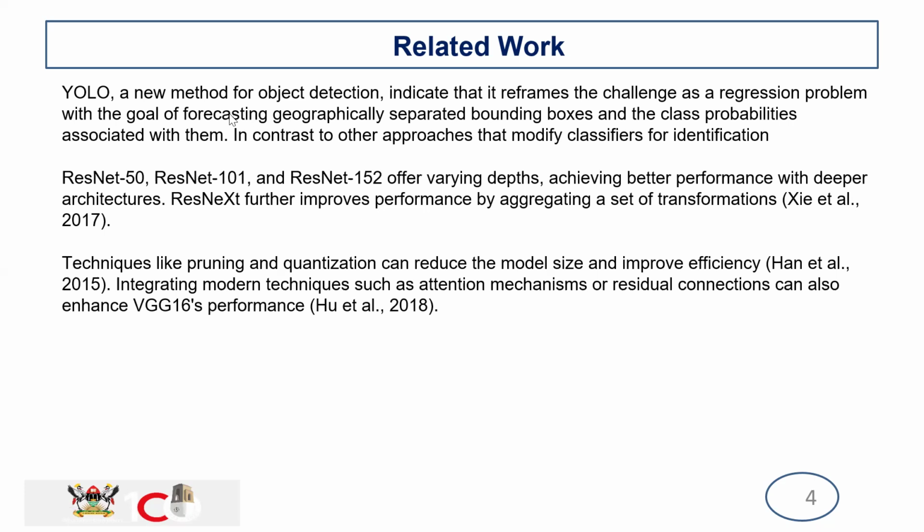We looked at YOLO as a method of object detection that reframes the challenge as a regression problem with the goal of forecasting geographically separated bounding boxes and class probabilities associated with them. We also looked at studies about the ResNet 50, where we saw that it offers varying depth, achieving better performances with deep learning architectures.